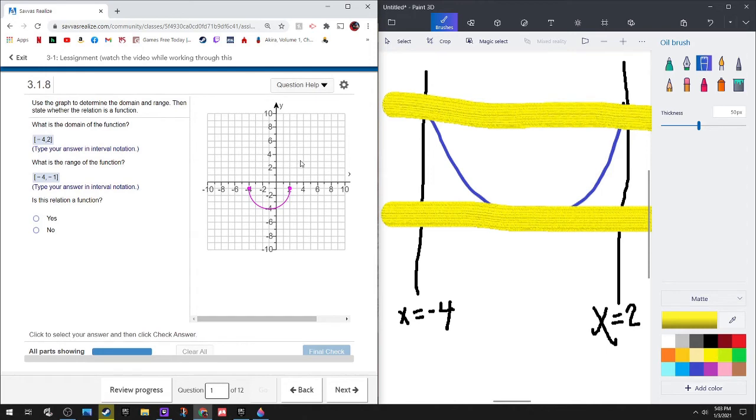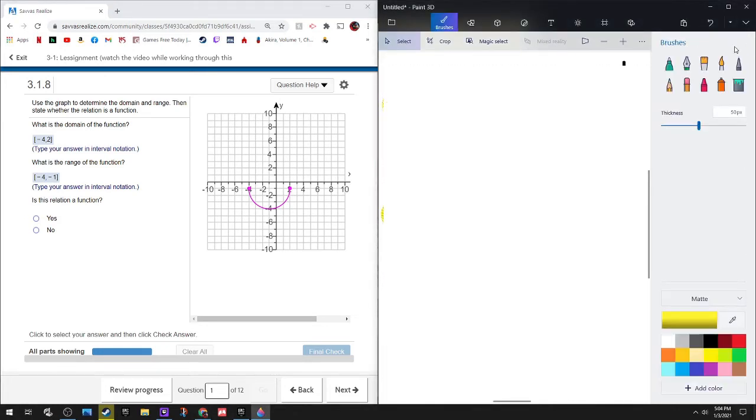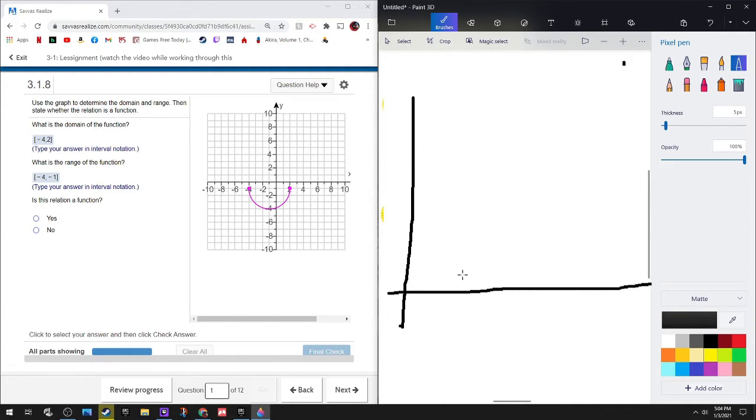Is the relation a function? Okay, so we haven't talked about that. We've talked about domain, we've talked about range. Now we're going to talk about what a function is when we look at a graph. So functions are another way of us saying that on some graph, for any x value that we have, we're only ever going to have one output.